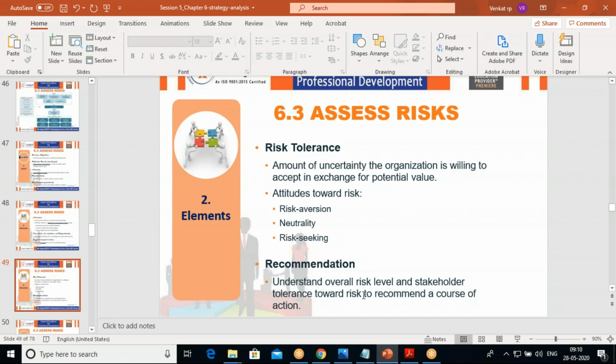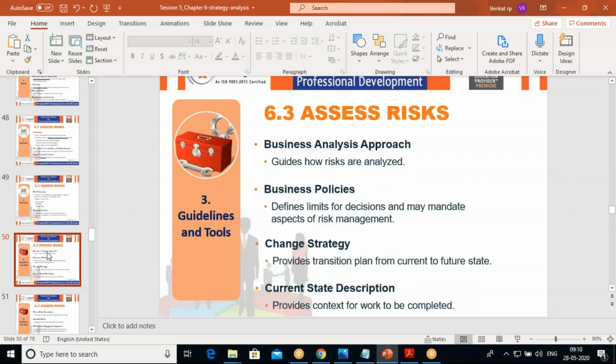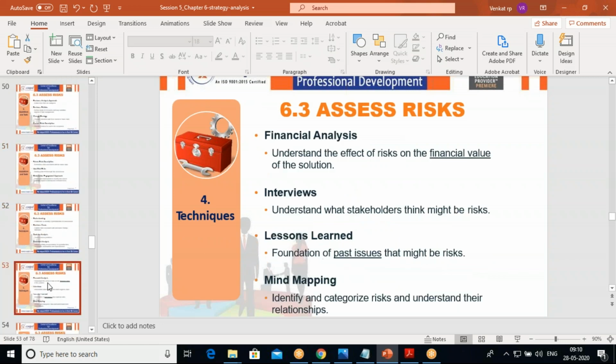We have to understand the overall risk level and the stakeholder tolerance towards risk to recommend a course of action. So what risk they can take, we have to understand it, and based on it, we can take a decision. Already we have seen the guidelines and tools, and after that we have the techniques. We'll be using 12 techniques for this.